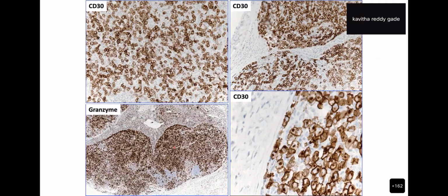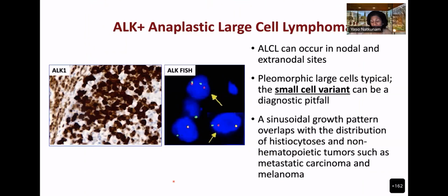It starts to get scary. Granzyme stuffing the sinuses, these cells, and then they're also going into those nodules. Right, so we did an ALK. So this is actually an ALK-positive anaplastic large cell lymphoma. It's a tough case, and as you already know, small cell variants are even worse. I don't know that this was entirely a small cell variant, but it certainly didn't have the very pleomorphic cells.